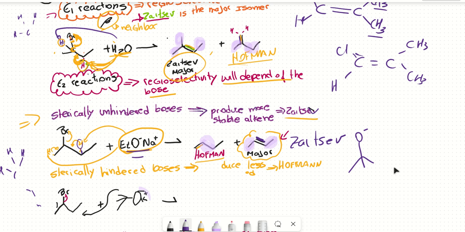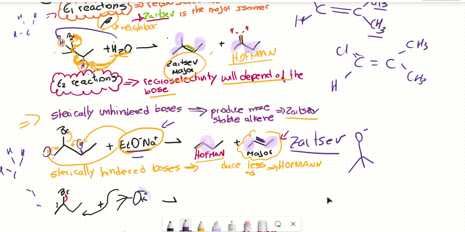So in this case, we have a small base, and this base can extract this hydrogen over here. We have one hydrogen here, and on this carbon, of course, 3 hydrogens. So it's less substituted here than there. So we can extract one of this one or this one, and they are going to produce, again, 2 products. And again, the Zaitsev here is the major product, the more stable.